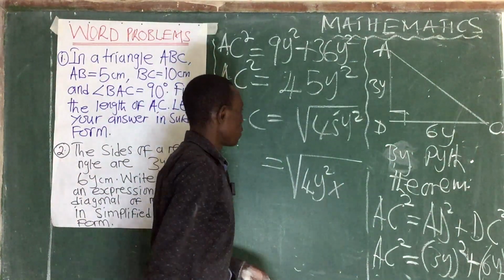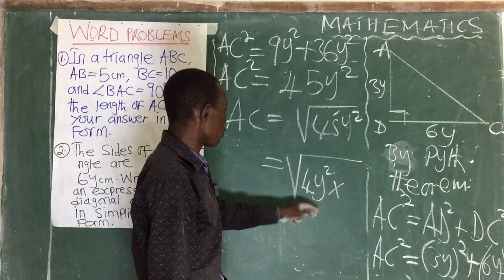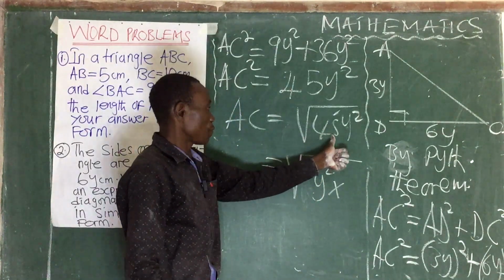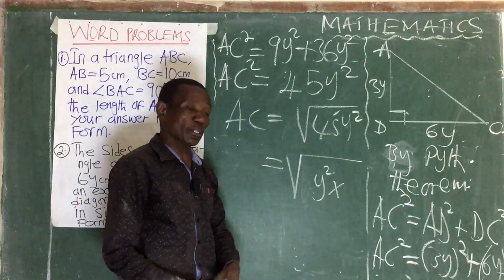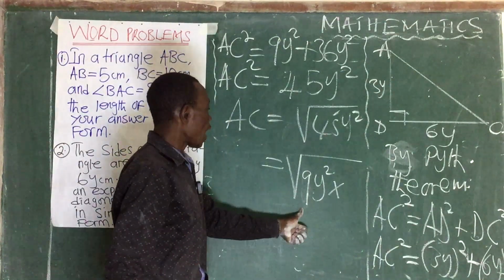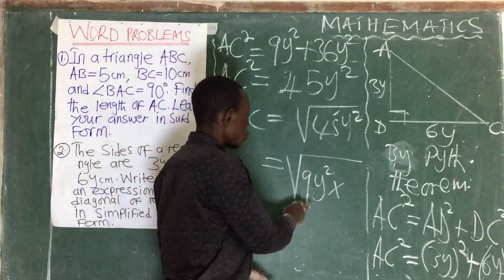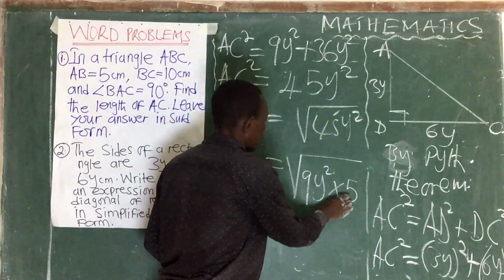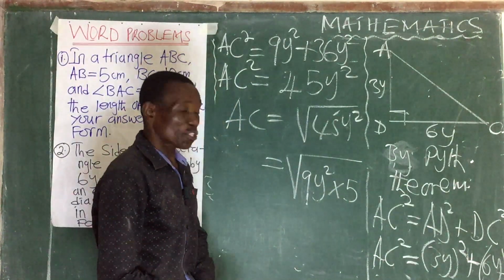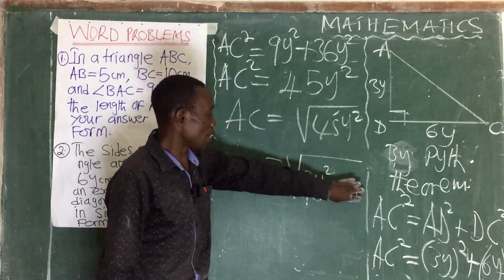Here it could be 4y squared, but not necessarily 4, of course 4 is smaller. Here we can go for 9. In 45 there's a 9, which can be multiplied by 5. So you have 9y squared multiplied by 5. 9 times 5 gives us 45, and the y squared is that. So the two factors of 45y squared are 9y squared and 5.